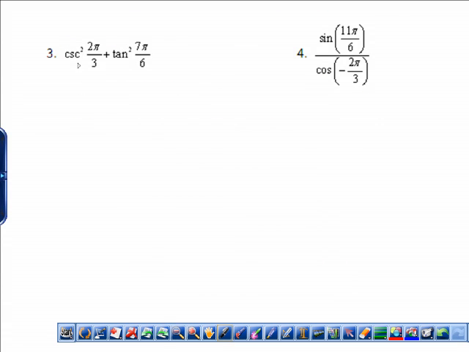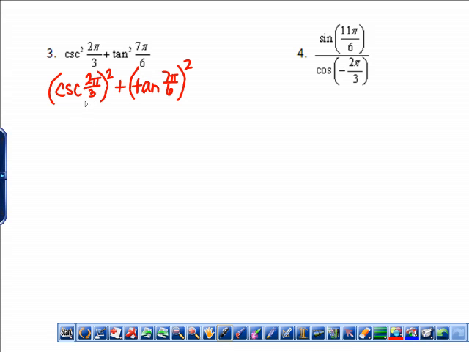Okay, problem 3. Cosecant squared of 2 pi over 3. I want to remind you that what this is asking you to do is find cosecant of 2 pi over 3 and then square that. Same thing here with tangent. It's asking you to find tangent of 7 pi over 6 and then square it. Okay, so let's do that.